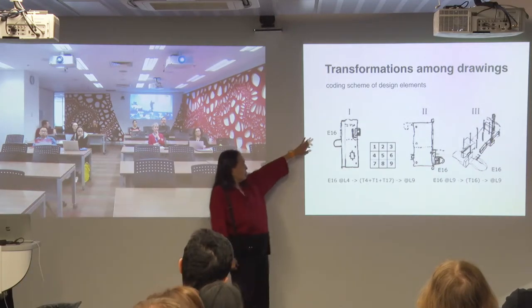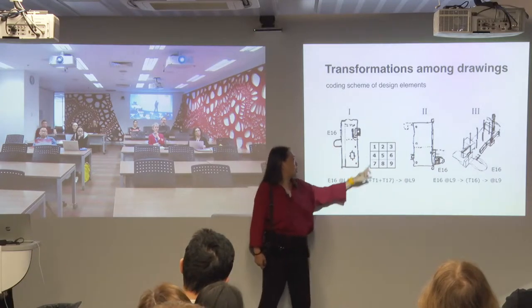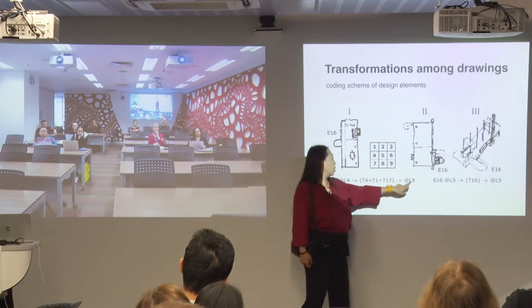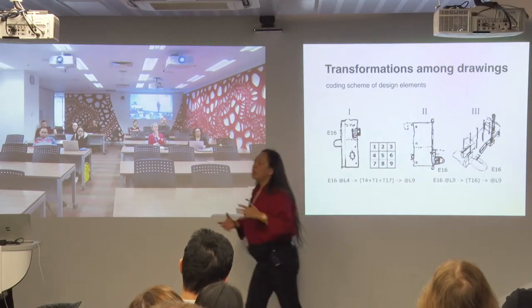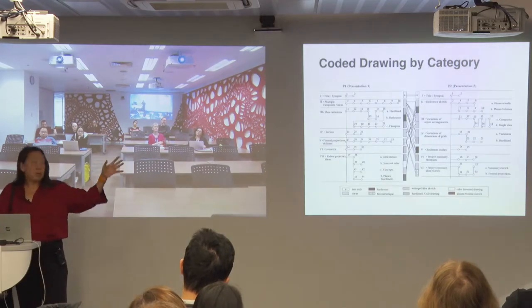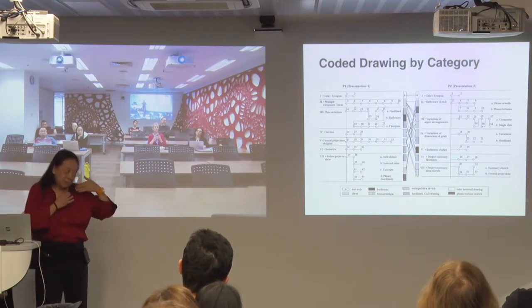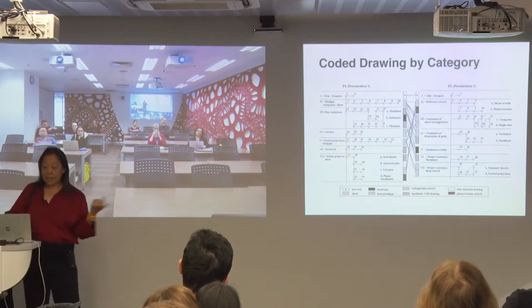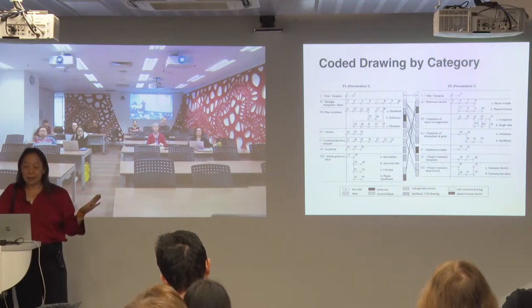Element 16, staircase in location number 4 with different translation, move to location number 9, and then this is another one which is a different perspective. So you can look at all the drawing sequences as they do. You coded them, you can see they're doing different exploration, whether it's breadth first or depth first. So that's very interesting. So in that, I was curious to analyze the design process.